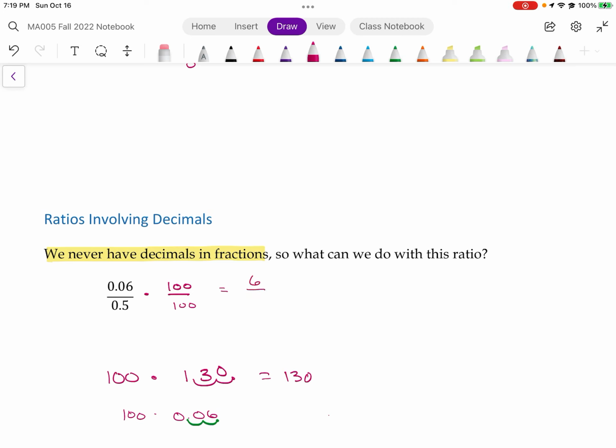The bottom is 100 times 0.5. It's going to move the decimal place over 2 places to the right, which means we have to put a 0 in, and it becomes 50. So 0.06 over 0.5 is 6 over 50, which then reduces, because we can ask how many 2's are in 6. We have 3. How many 2's are in 50? 25. So this becomes 3/25. They don't even look anything alike, do they? So that's how you do that.